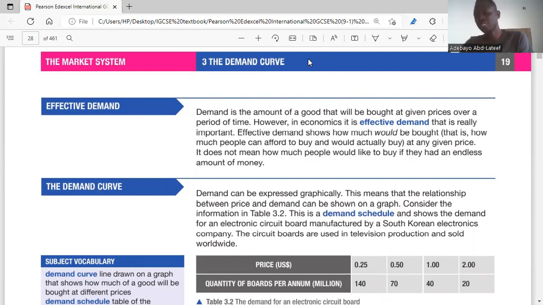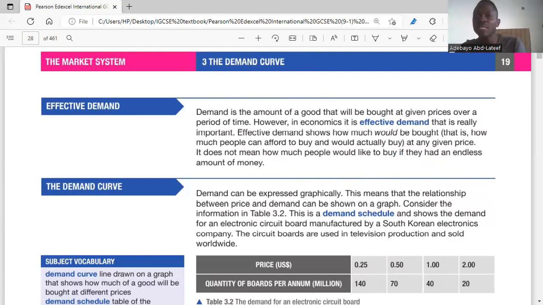Now we go to effective demand. What makes demand effective? So let's read. They said demand is the amount of a good that will be bought at a given price over a period of time. When you are demanding a product, it's talking about the quantity that you are able to buy at a given price and a particular point in time. In economics, it is effective demand that is really important. Effective demand shows how much will be bought. That is how much people can afford to buy and would actually buy at a given price. It does not mean how much people would like to buy if they had an endless amount of money.